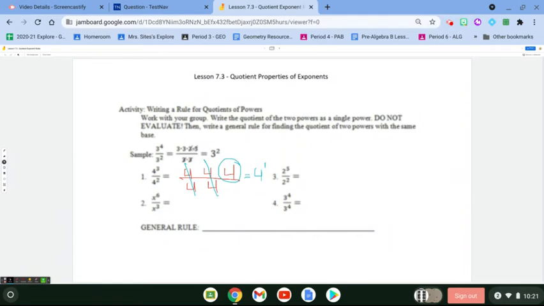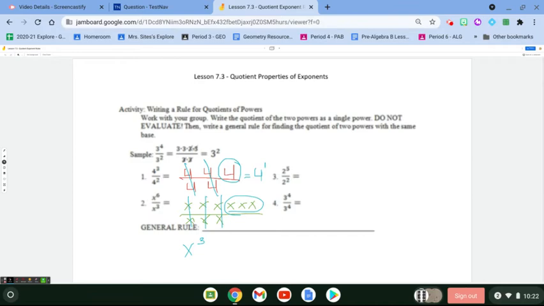I'm going to do that again. Look at the next one. I have 6 copies of x, and I'm going to put that over 3 copies of x. And again, if I cross out my 1s, here's a 1, here's a 1. How many do I have left over? I have 3 copies of x left over, or x to the third. So that means if I had x to the 6 divided by x to the third, I would end up with x to the third as my answer.